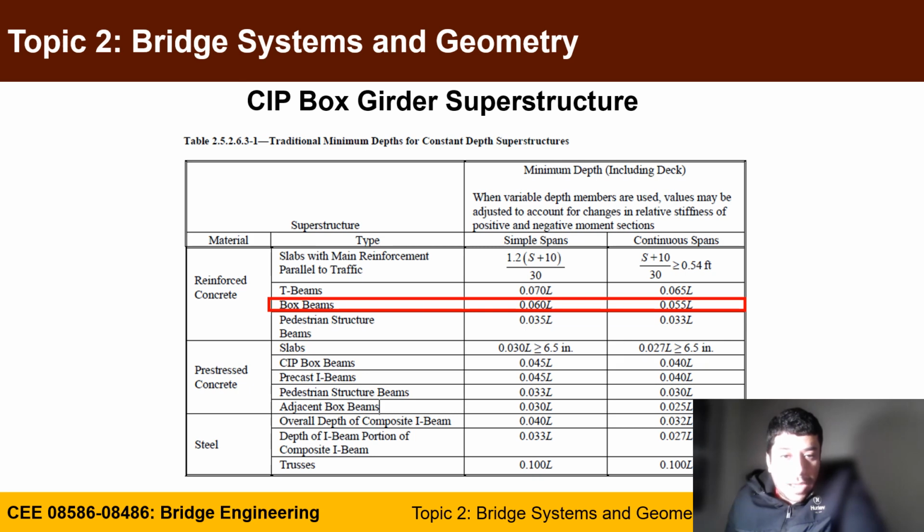You need to go back to the famous table. You need to design those bridges and make sure that you are using the minimum depth. This table is to ensure proper deformation or deflection. So for reinforced concrete box girders, your minimum depth should be 0.06 times the span length if you have simple spans. If it is a continuous span, you use 0.055 times the span length to get your minimum depth.